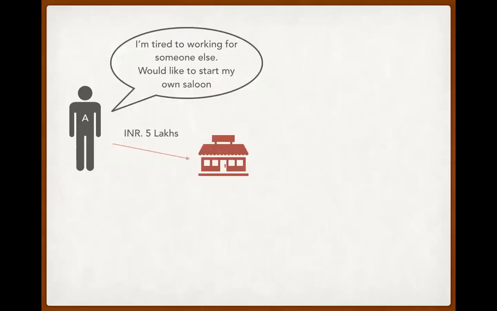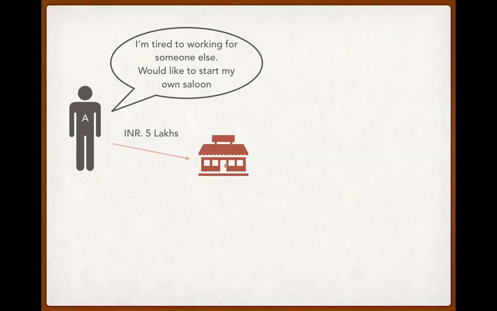Now, firstly, let's move on to this slide. As you can see over here, there is person A, and he states that he's tired of working for someone else. That means he was employed somewhere else, and now he would like to start his own salon. So this is a kind of business that he wants to venture into, and he's ready to put in capital of 5 lakh rupees. So this is the sole proprietorship we are talking about, because he wants to own the salon and infuse the capital by himself.